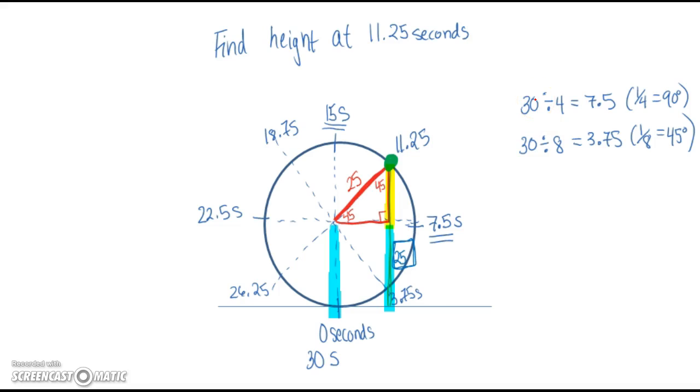Now going back to standard 1.1, 25 is on the x root 2 side of our triangle. So we can take the equation 25 equals x root 2 and solve for x. We're going to divide both sides by root 2.